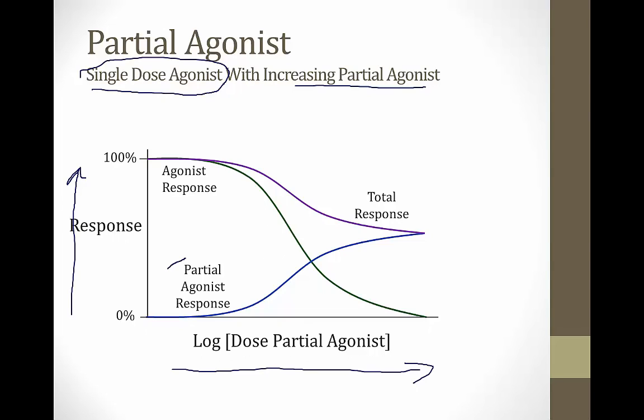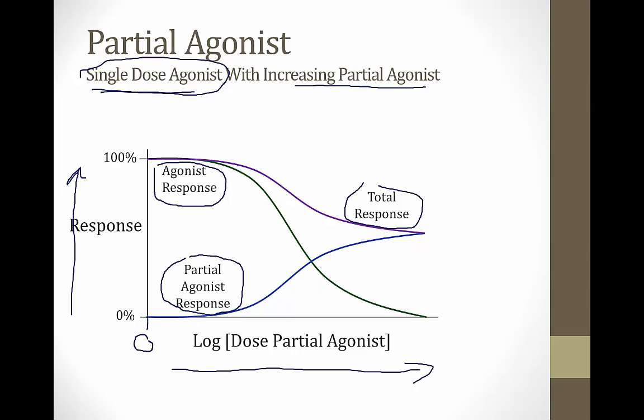So the first line is the blue one here, and this is the amount of the clinical response that is created by the partial agonist. We also have the green curve, which is the amount of the clinical response created by the agonist, and then we have a purple curve, which represents the combination of the two, or the total response. It's going to be a mixture of the response from the agonist on the receptors and the partial agonist on the receptors.